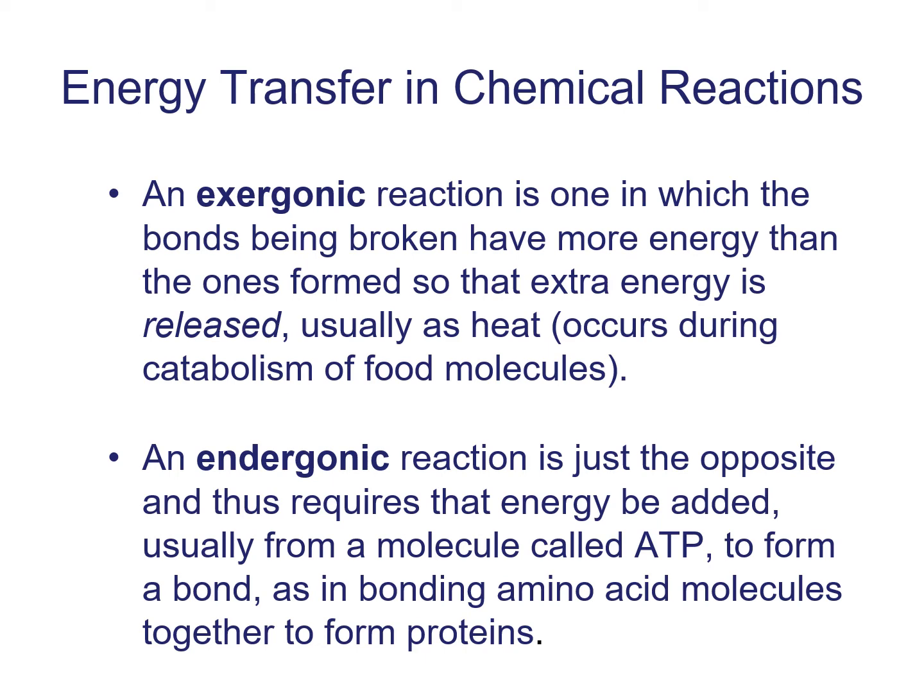An endergonic reaction is the opposite. So in this case, we're looking at a reaction that requires a net input of energy. And usually that comes from a molecule called ATP. ATP, adenosine triphosphate, is a molecule we use to shuttle energy between reactions. So we use exergonic reactions to make ATP, and then endergonic reactions use the energy trapped in ATP to build complex molecules.